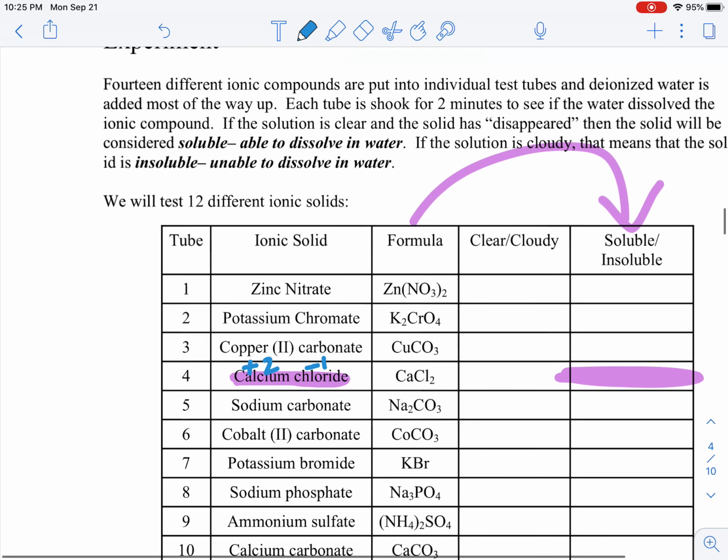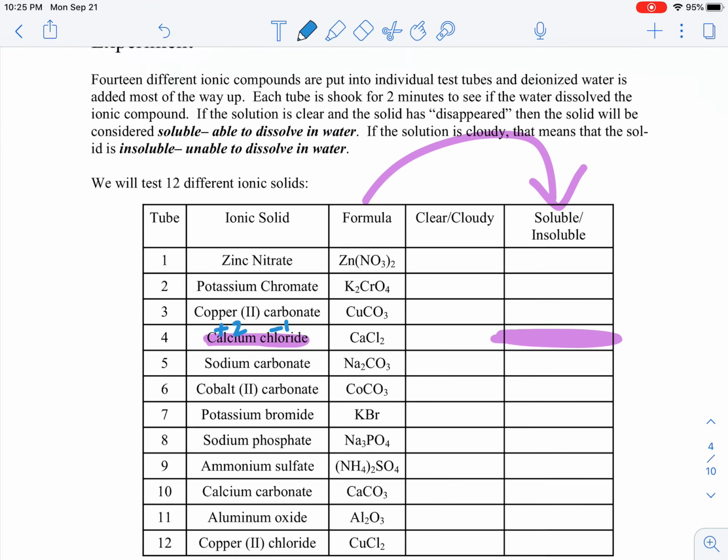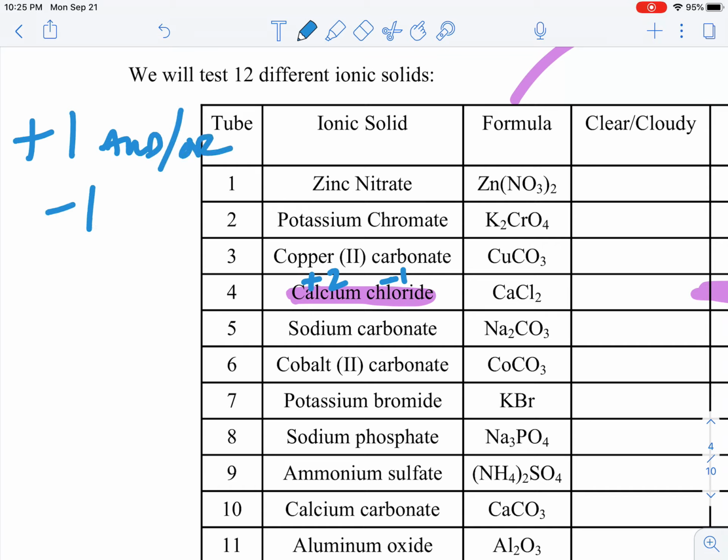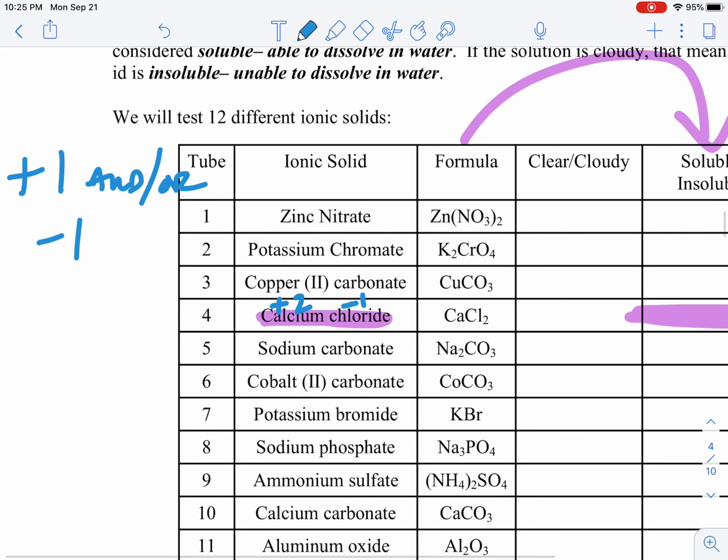Okay, so I have a +2 and a -1. Very simple rule. Okay, the rule is if it has a +1 and/or a -1, it will be soluble. Okay.